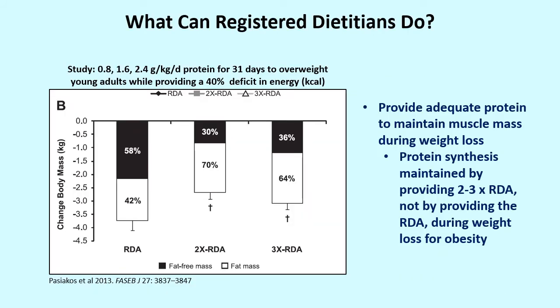In this study, there was a comparison of 3 different levels of protein to determine what amount of protein is necessary to maintain muscle mass while providing a deficit of calories for weight loss in obesity. And you can see that just providing the RDA was inadequate, and the best maintenance or decreased loss of muscle mass occurred with 2 times the RDA, 1.6 grams per kilogram of body weight for protein needs during weight loss.